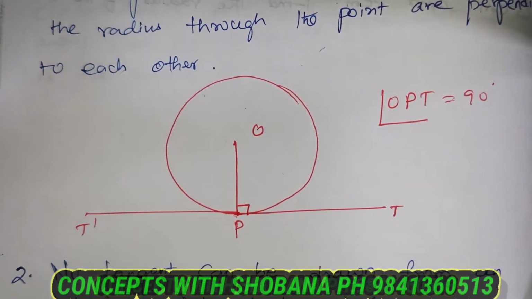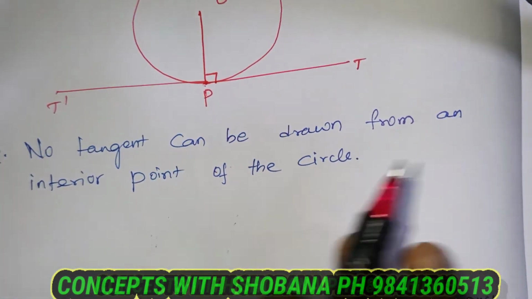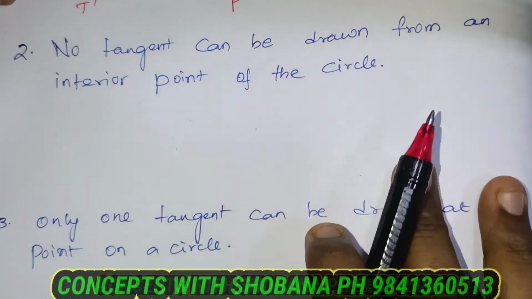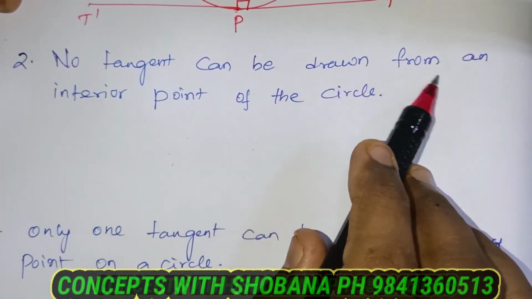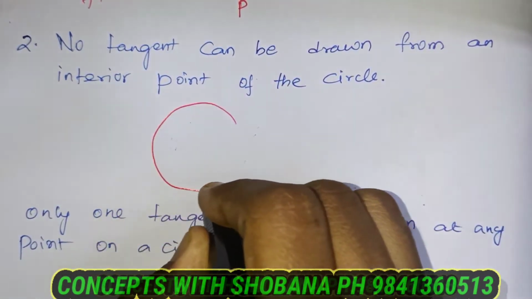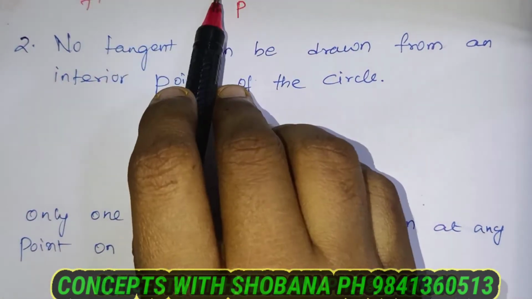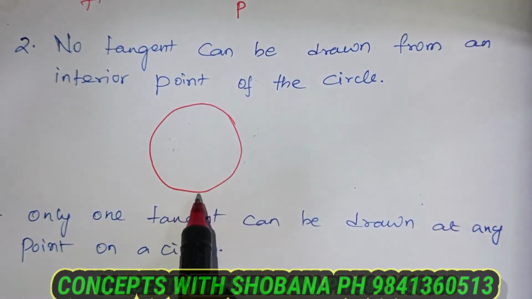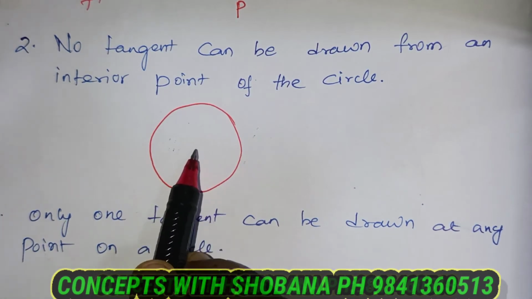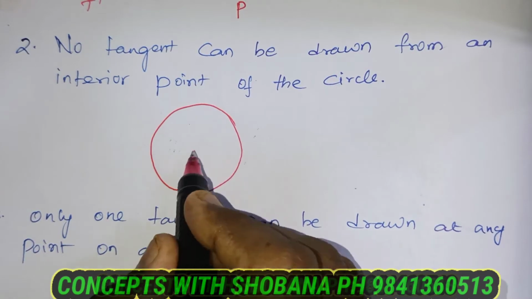Okay, now what is theorem number 2? No tangent can be drawn from the interior point of a circle. What does it mean? What did I say in the definition of a tangent? A tangent always touches the circle from outside, exteriorly. Interiorly you cannot have a tangent. So you cannot have a tangent.